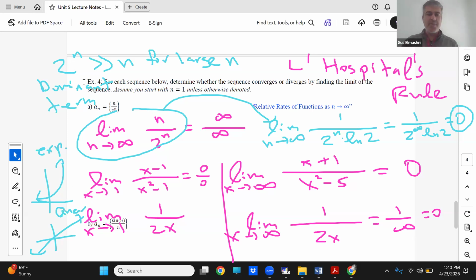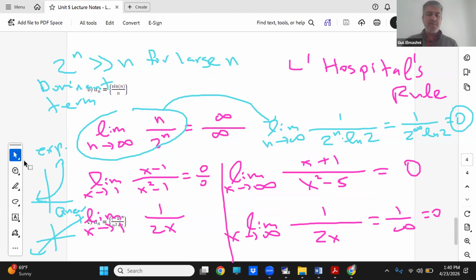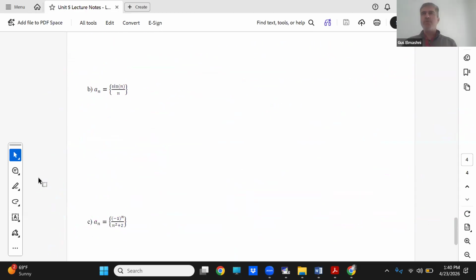It's only for when we have 0 over 0, or infinity over infinity. So when we have an indeterminate form, when something's indeterminate, it means you can't determine what the outcome is. Because I don't know what 0 over 0 is. Anything times 0 is 0, so 0 over 0 could equal any number. I don't know. So that's what we call indeterminate.